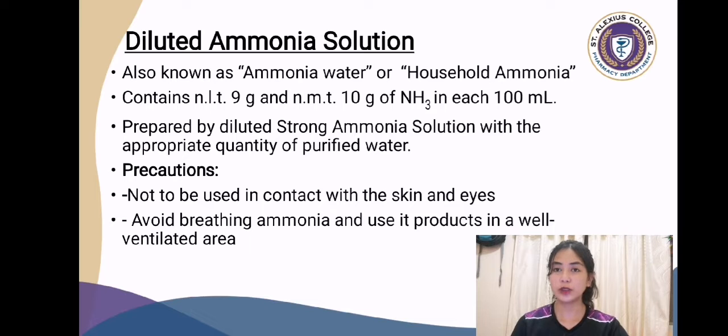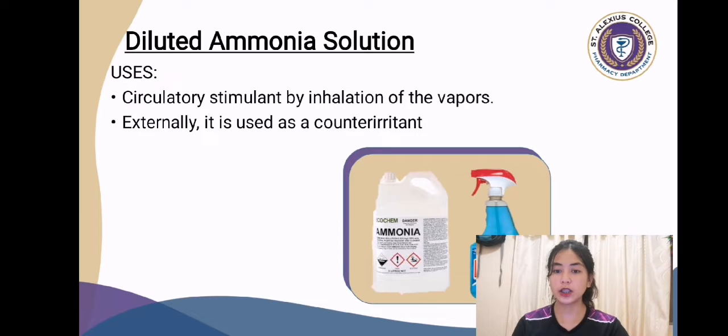We also have diluted ammonia solution, known as ammonia water or household ammonia, prepared from strong ammonia solution with the appropriate quantity of purified water. It contains not less than 9 grams and not more than 10 grams of ammonia in each 100 mL. It is not to be used in contact with the skin and eyes. Avoid breathing ammonia vapors and use the product in a well-ventilated area. It is employed as a circulatory stimulant through inhalation of vapors and externally used as a counter-irritant.